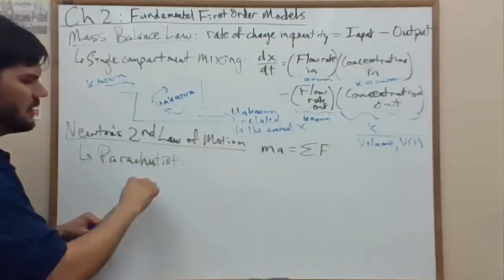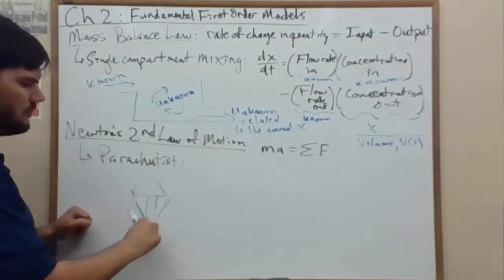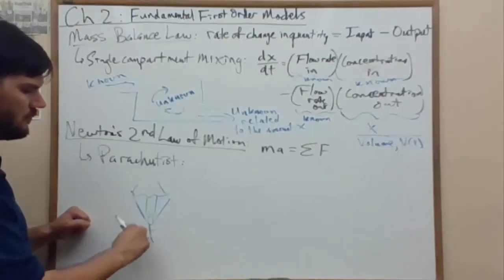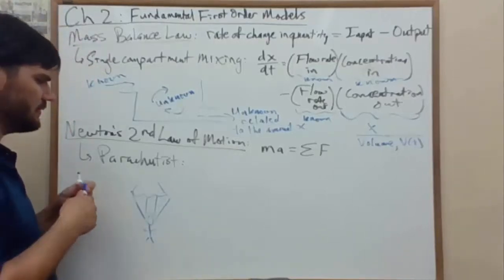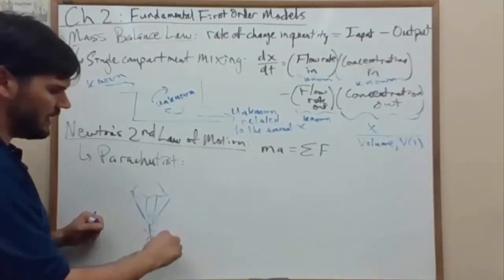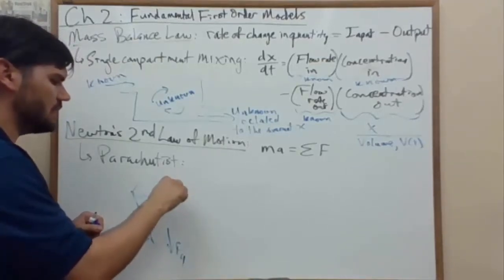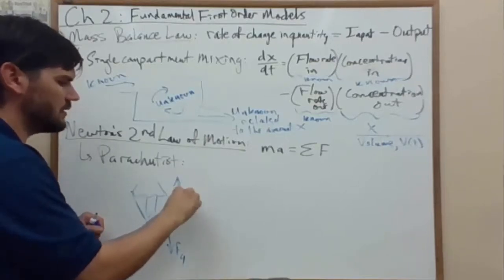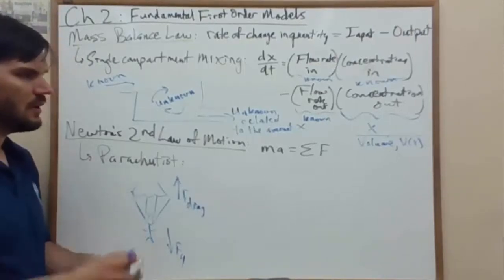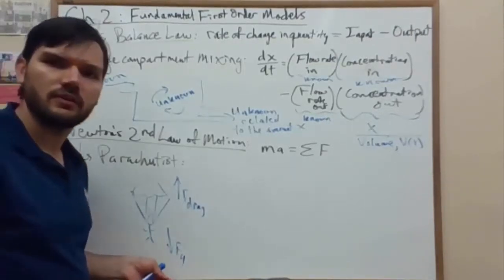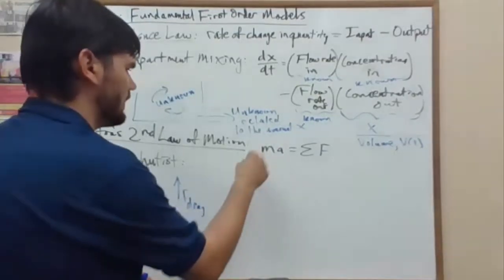We have some parachutists falling down. They have their parachute open, thankfully, and the force of gravity is pulling them down. But the drag force on their chute is pulling them back up. So we can represent this either as a first order differential equation or second order, which we'll get to later. So let's start with the first order form.